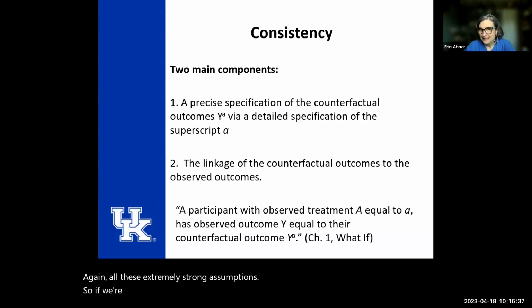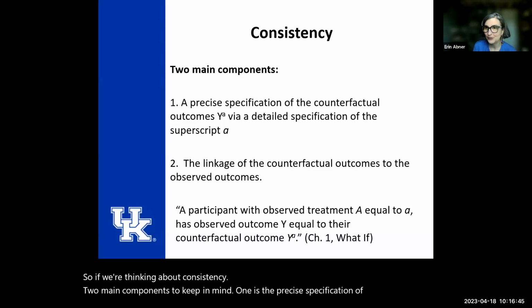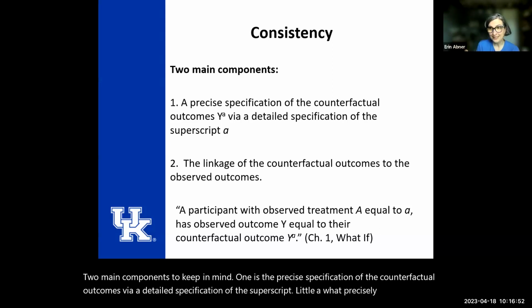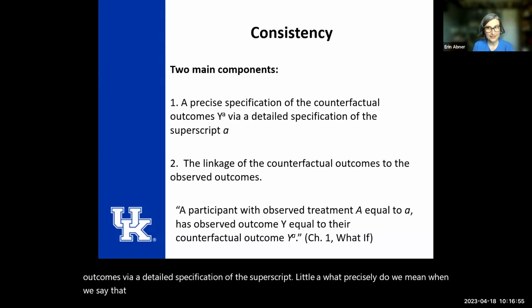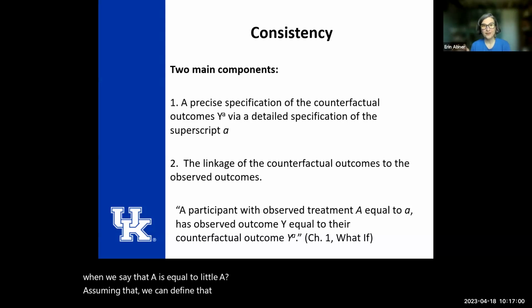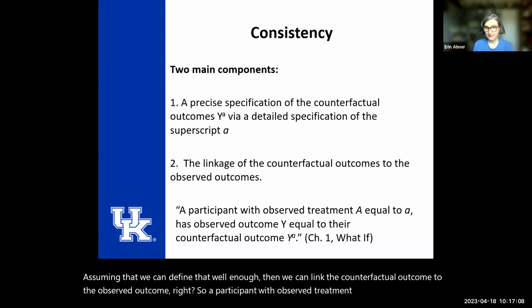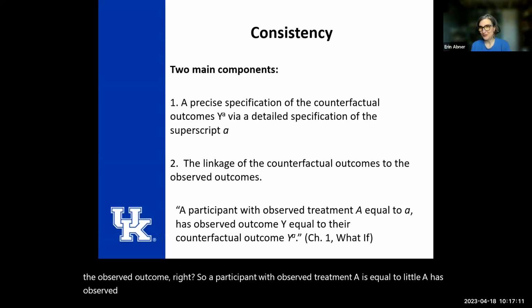So if we're thinking about consistency, two main components to keep in mind. One is the precise specification of the counterfactual outcomes via a detailed specification of the superscript little a. What precisely do we mean when we say that A is equal to little a? Assuming that we can define that well enough, then we can link the counterfactual outcome to the observed outcome, right? So a participant with observed treatment A equal to little a has observed outcome Y equal to their counterfactual outcome Y superscript little a.